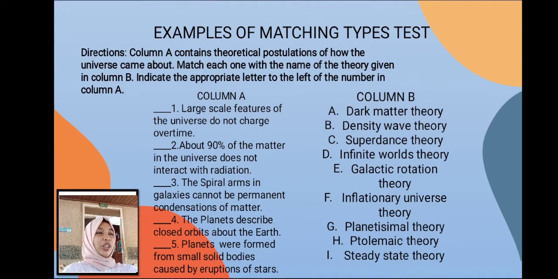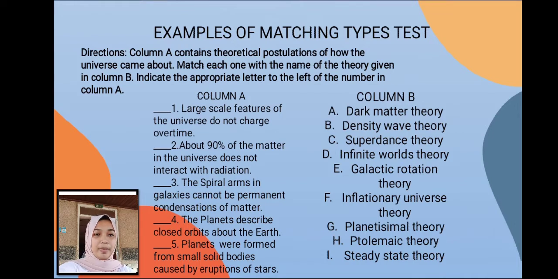Another example of matching type test. Directions: Column A contains theoretical postulations on how the universe came about. Match each one with the name of the theory given in column B. Indicate the appropriate letter to the left of the number in column A. Column A, number 1. Large scale features of the universe do not change over time. Number 2. About 90% of the matter in the universe does not interact with radiation.